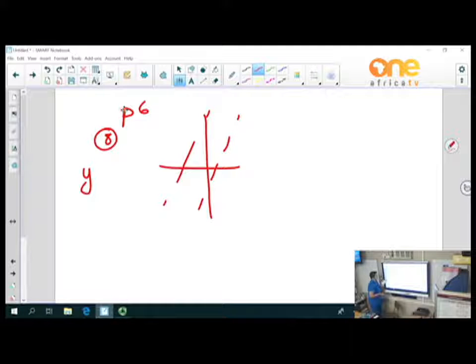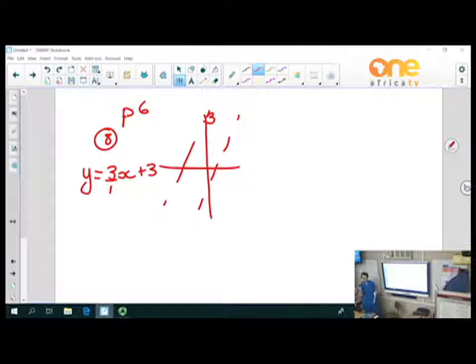Y is equal to, and the gradient, yeah, that's right, 3x, 3 over 1. The gradient, delta y over delta x, is 3 over 1, and the y-intercept, it cuts here at positive 3. Look at the graph, see if you can see that, it cuts at 3. Now, we need to change it to an inequality. This is an equation, so it's plus 3. So we need to change it to an inequality.